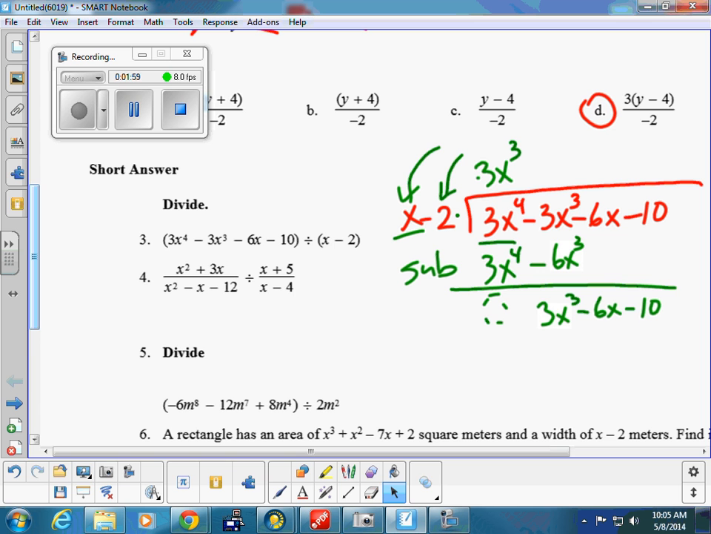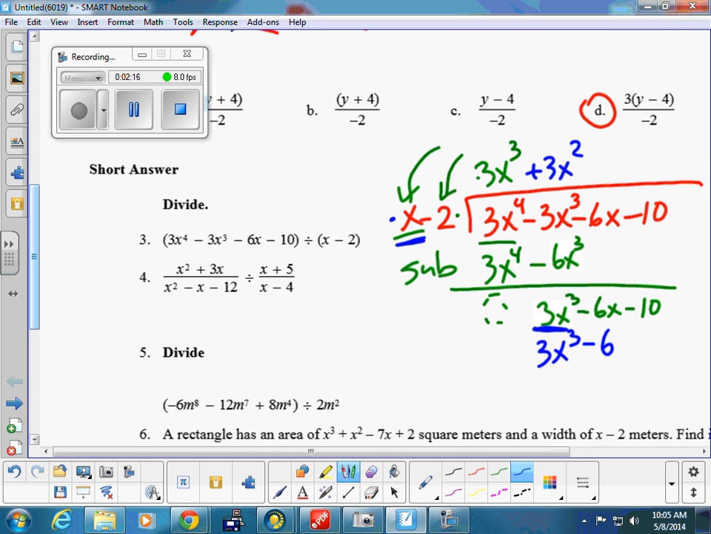Moving on again to the first term in each one. I need this x here to turn into 3x squared or cubed. So I'm going to multiply it by positive 3x squared. When I multiply it, I get 3x cubed and negative 6x squared. Now be careful here.